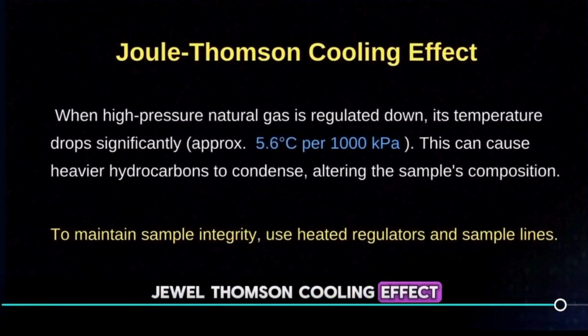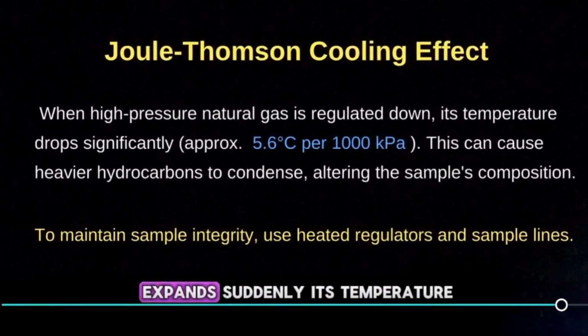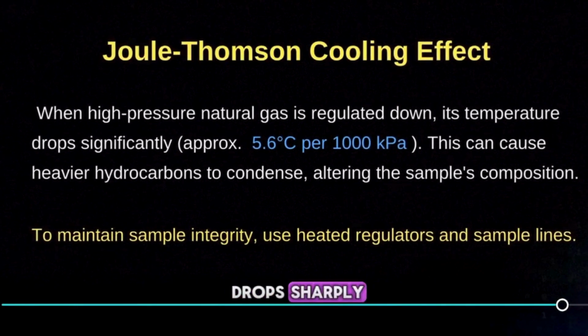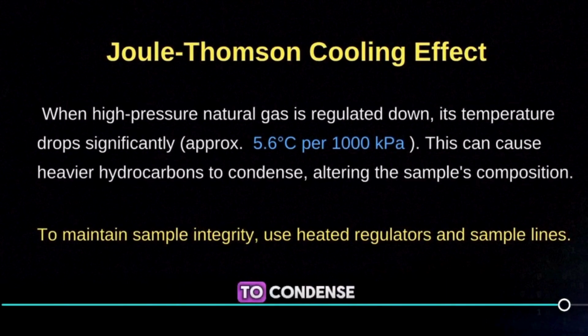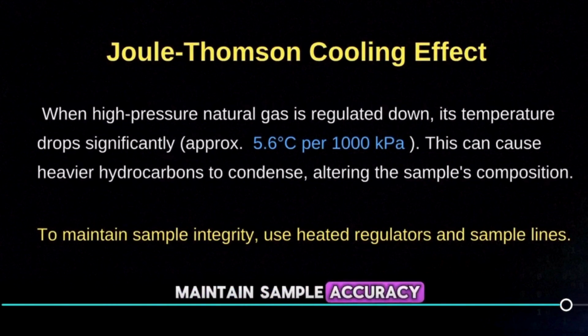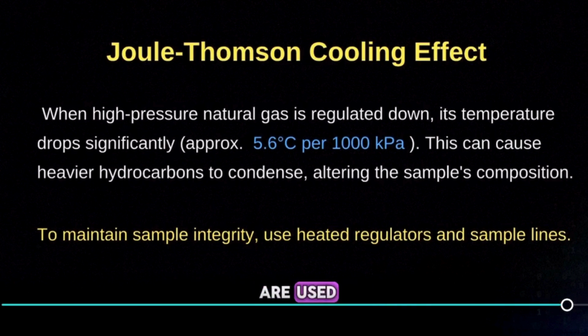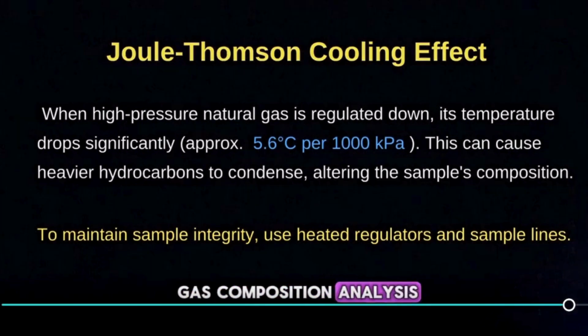Joule-Thomson cooling effect. When high-pressure gas expands suddenly, its temperature drops sharply. This Joule-Thomson effect can cause heavy hydrocarbons to condense in sampling lines. To maintain sample accuracy, heated regulators and lines are used. Ignoring this can lead to big errors in gas composition analysis.